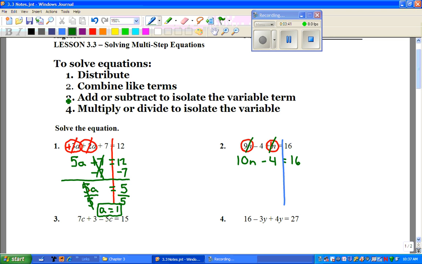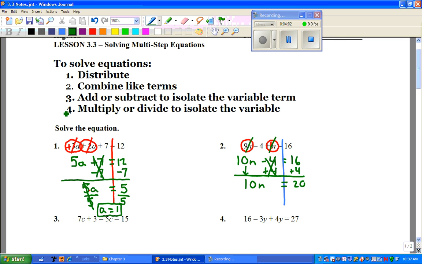Okay? Step 3 for this equation. All right, add or subtract to isolate the variable term. So I'm going to do the opposite of what I see here. I'm going to add 4 to get rid of my constant. I'm going to bring down my 10n. So I have 10n. That goes to 0 equals, and then you do 16 plus 4 gives you 20.